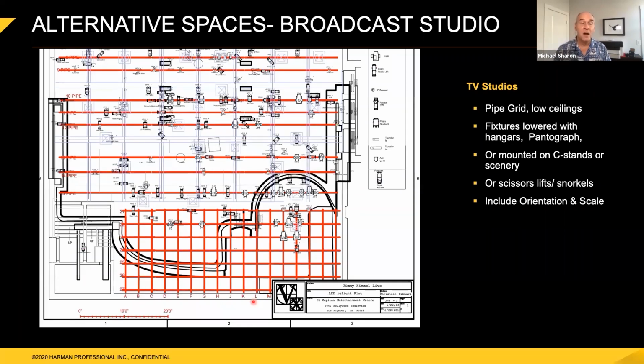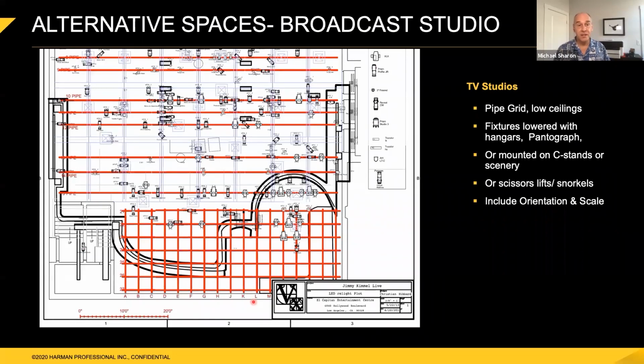So with that, a lot of times you'll have a pipe grid, frequently relatively low, much lower than we typically would have in an arena or something like that. Because the angles are so critical when it comes to television work, the guys are very particular that I need this light moved 3 inches over. So you'll have a pipe grid.